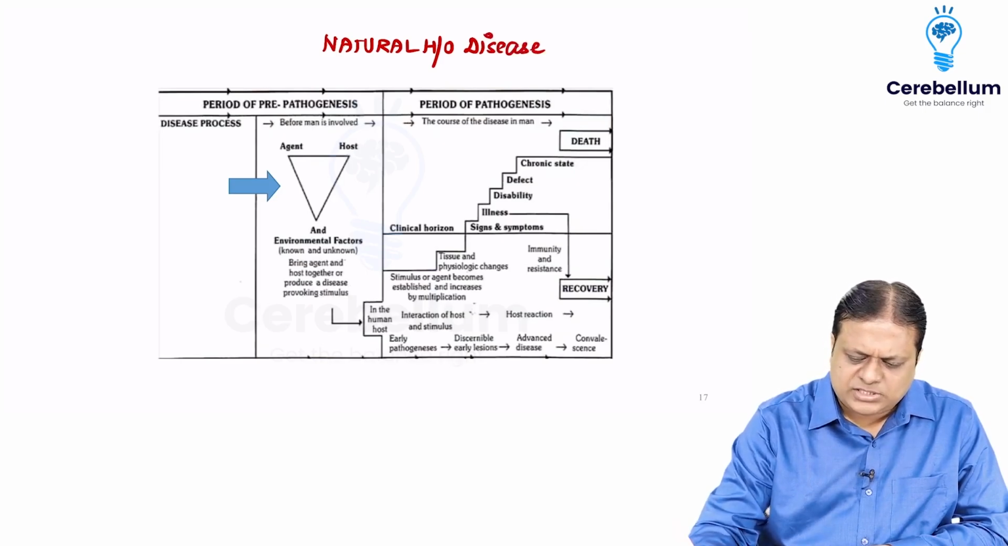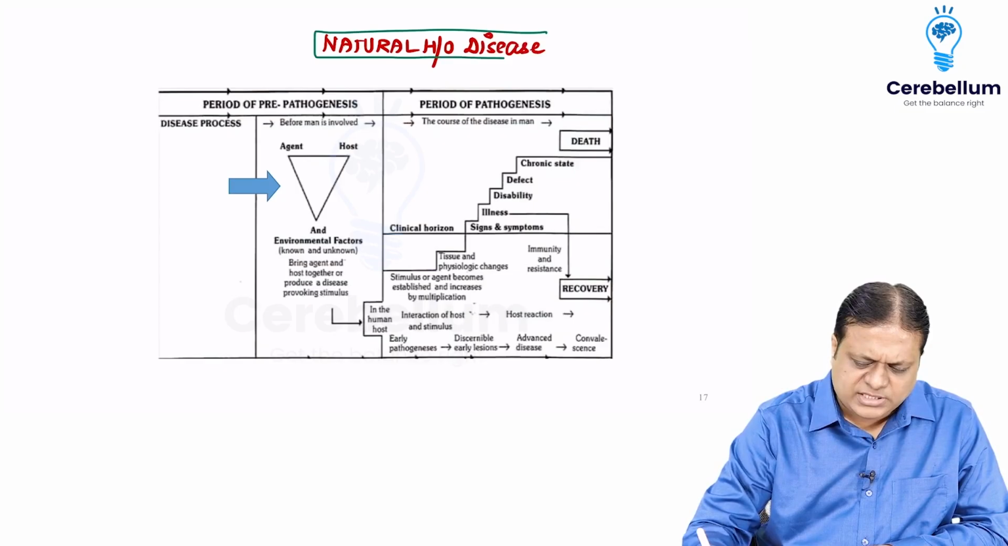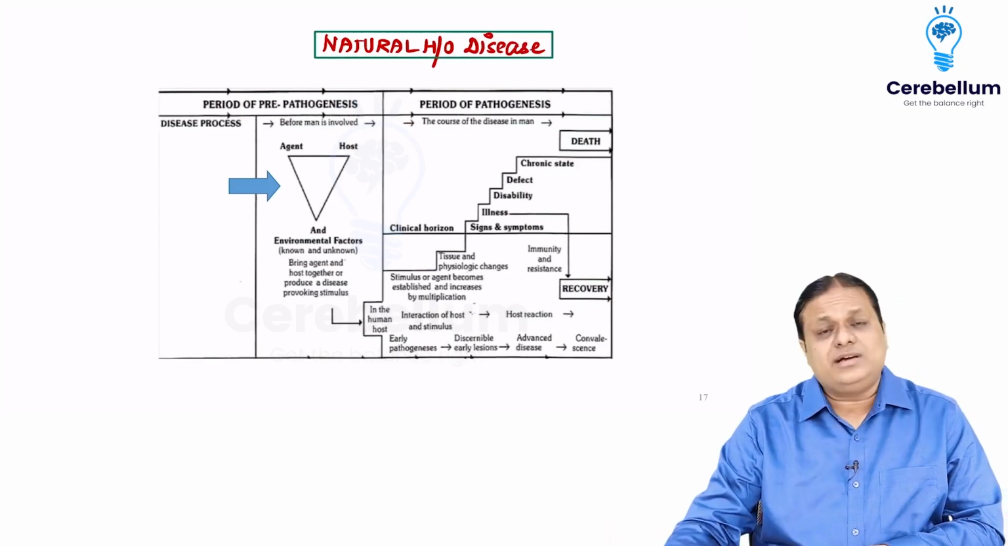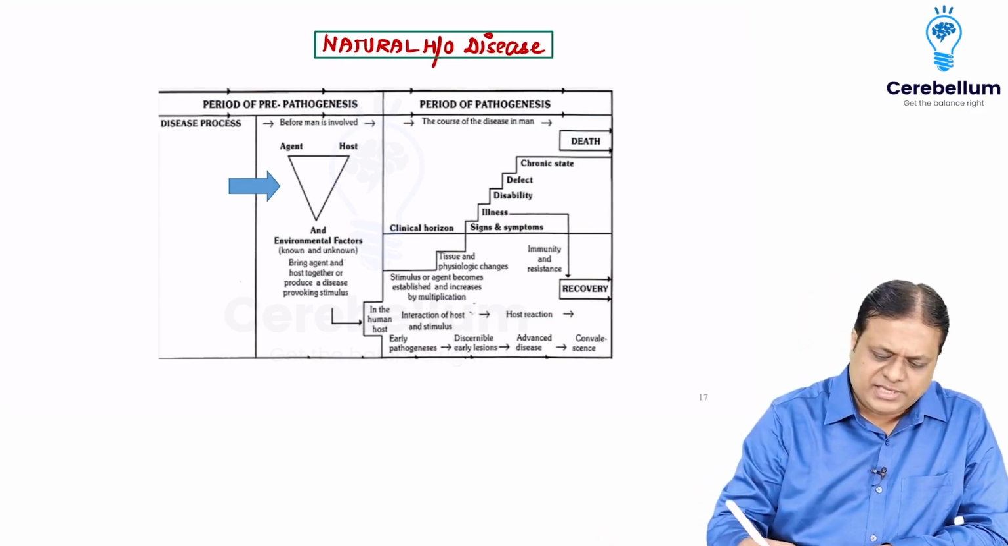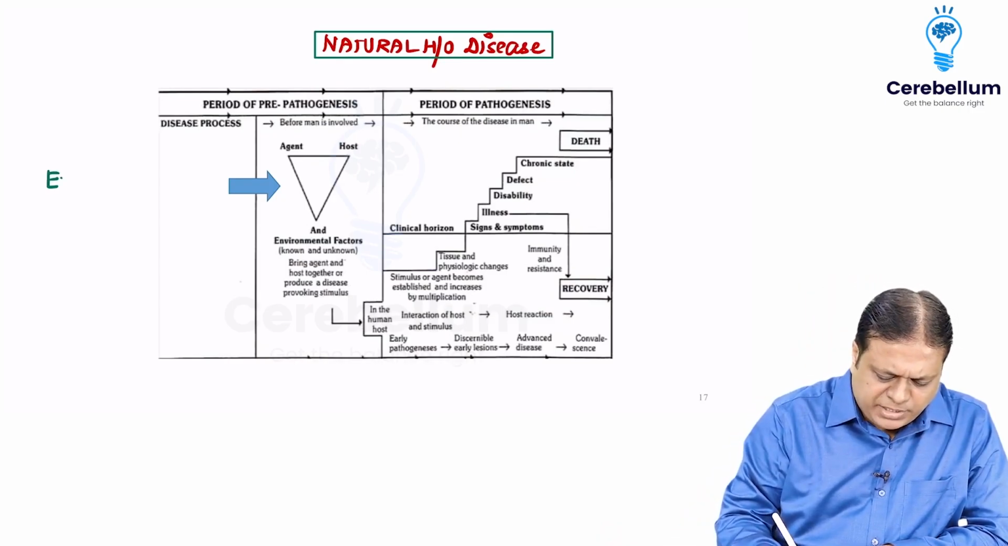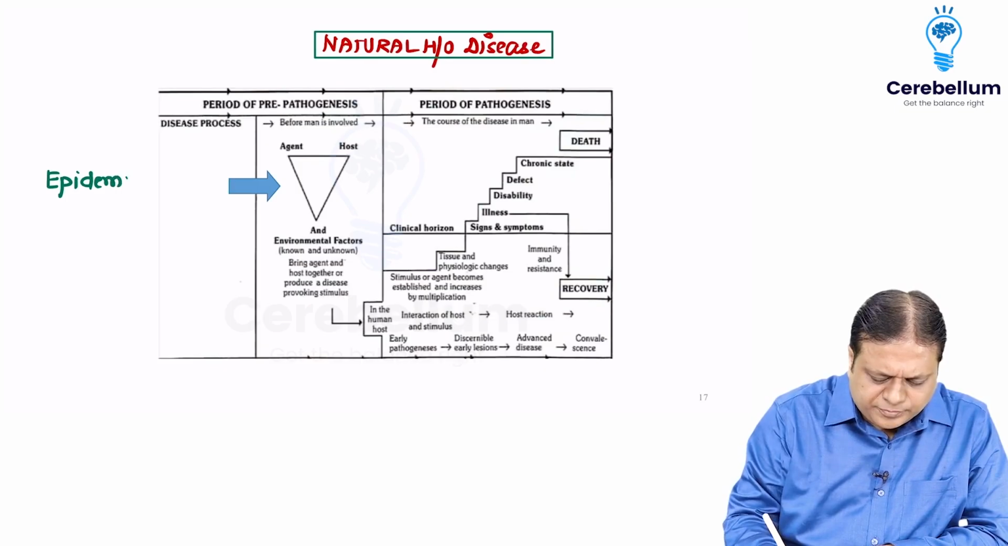In this natural history of disease diagram, you can see an inverted triangle in the center. This is known as the epidemiological triad.